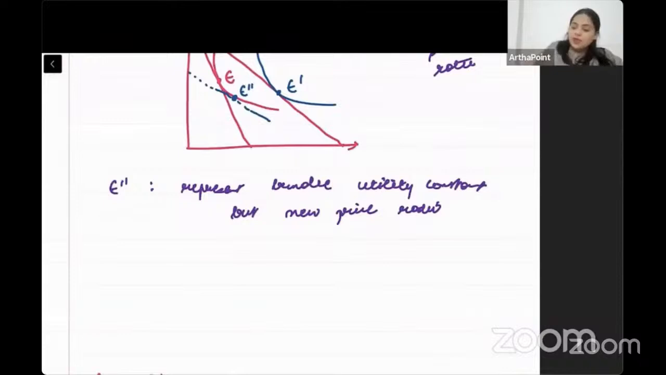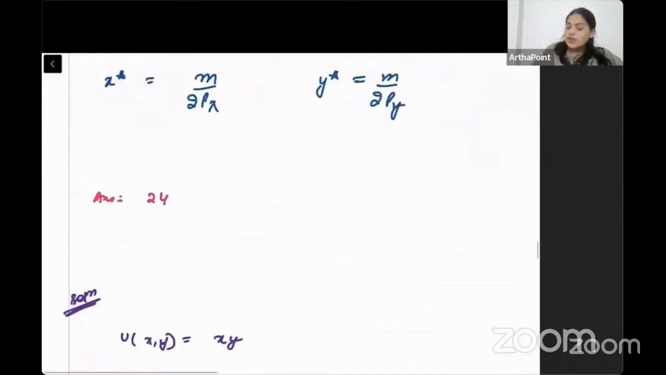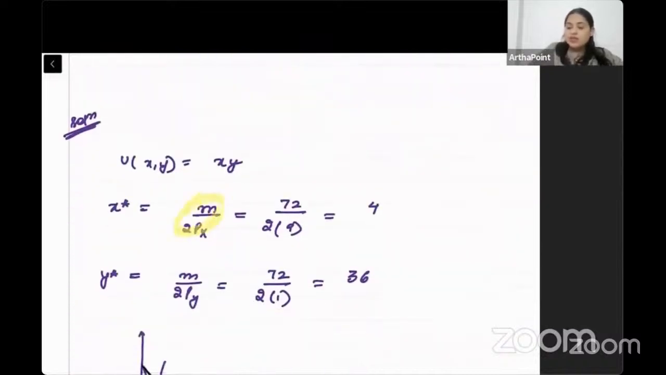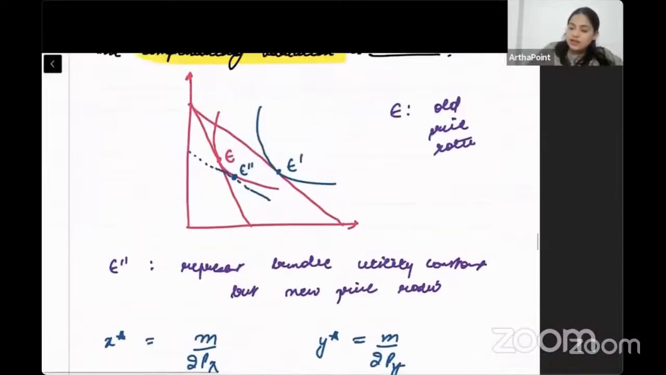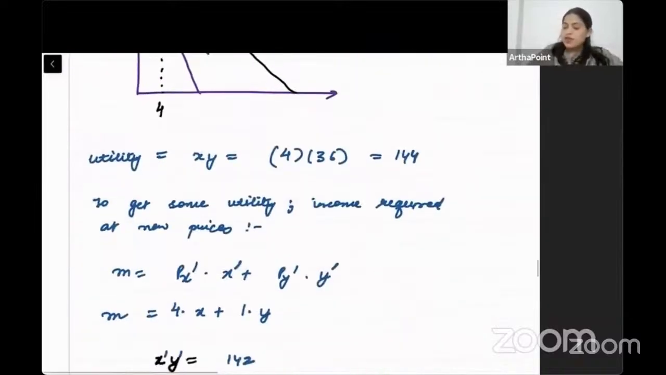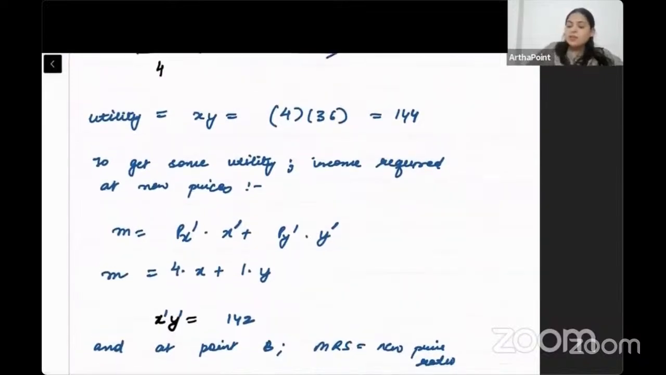So tell me something. What is his initial x star, y star? We can find it will be m by 2px. Y star will be m by 2py. ऐसे ही निकालोगे. So beta, when you do m by 2px, m by 2py, you will get x star as 4 and y star as 36. So ये जो initial bundle आएगा ना, this will be 4 and 36. Then beta, you can find utility from this. It will be x into y. That means 4 into 36, that means 144.